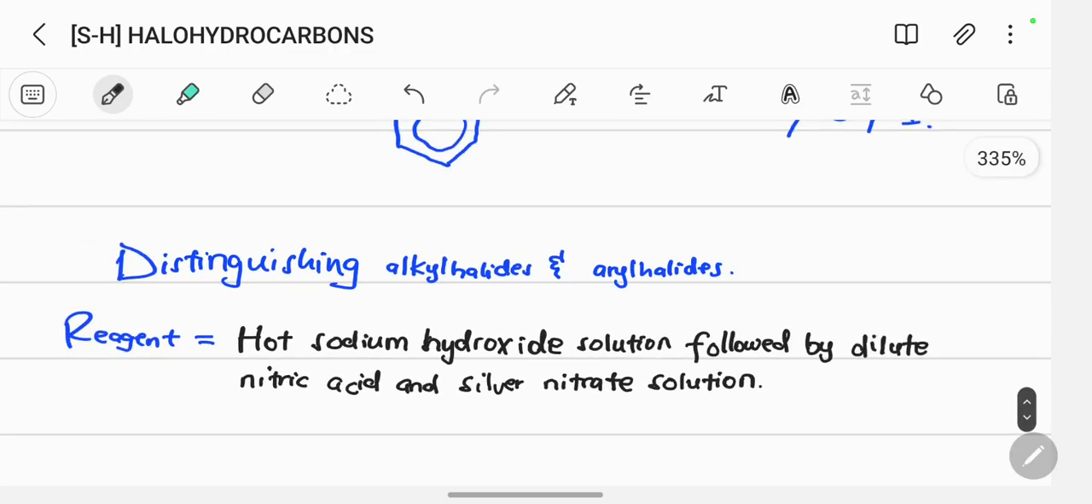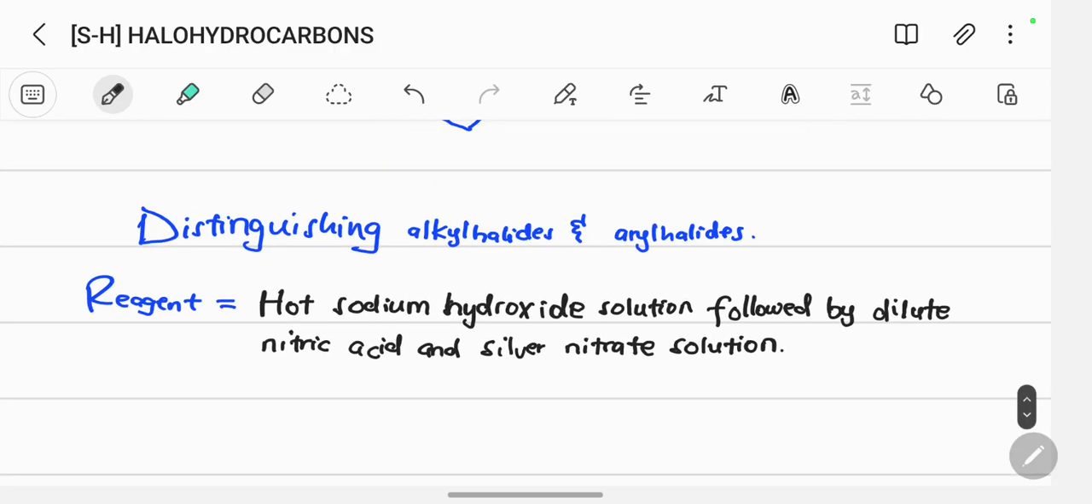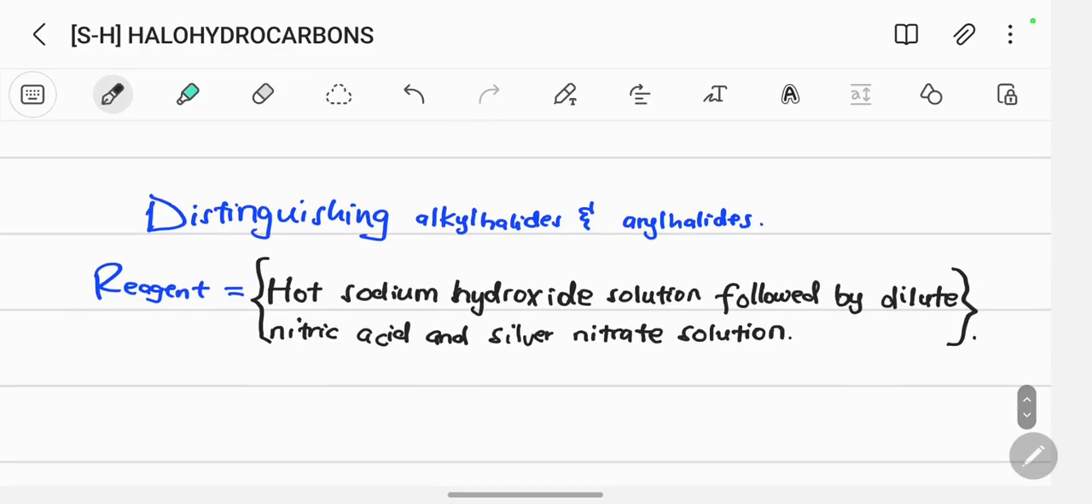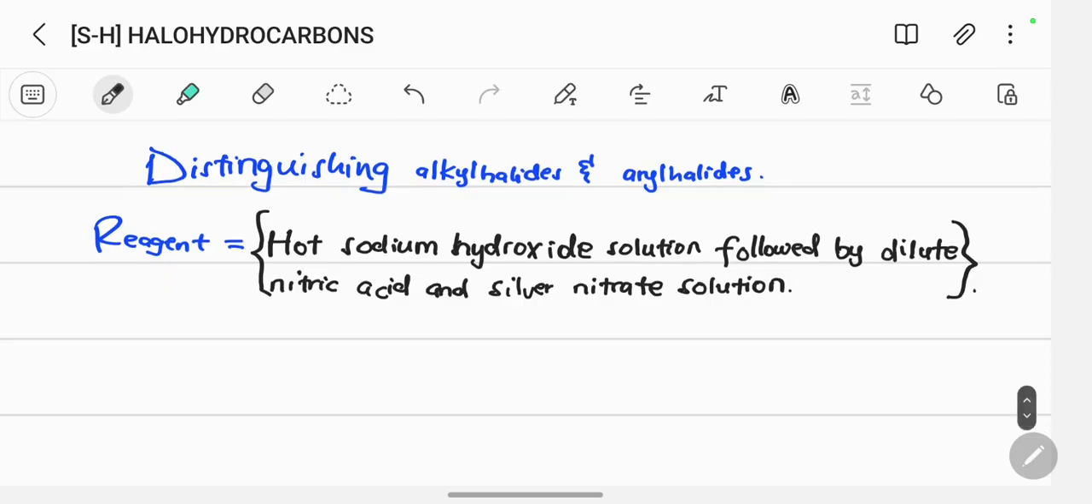So that one is the reagent there. It's very long, but that's how you state it. You include the reactants and the conditions. So for alkyl halides, we are going to have an example.